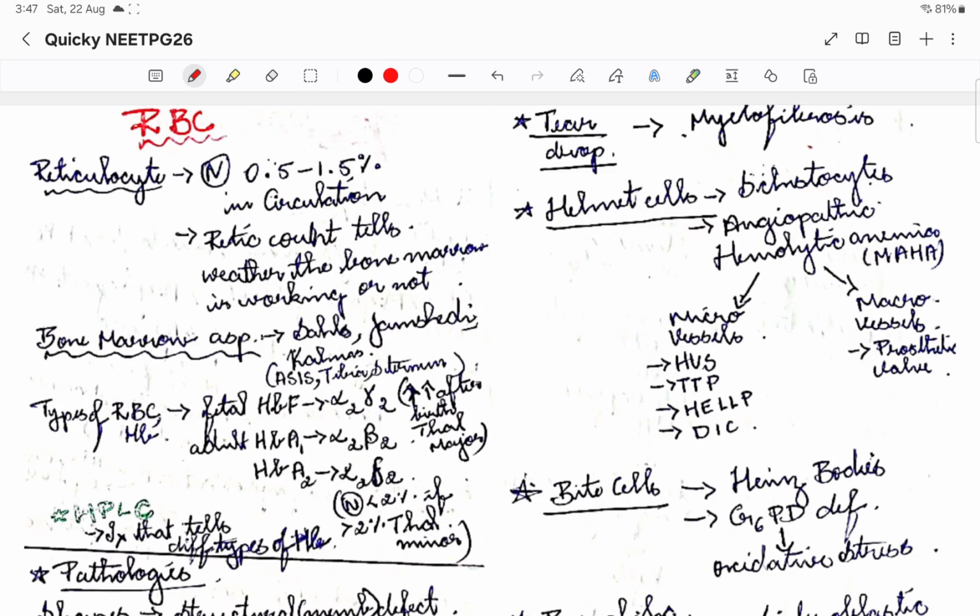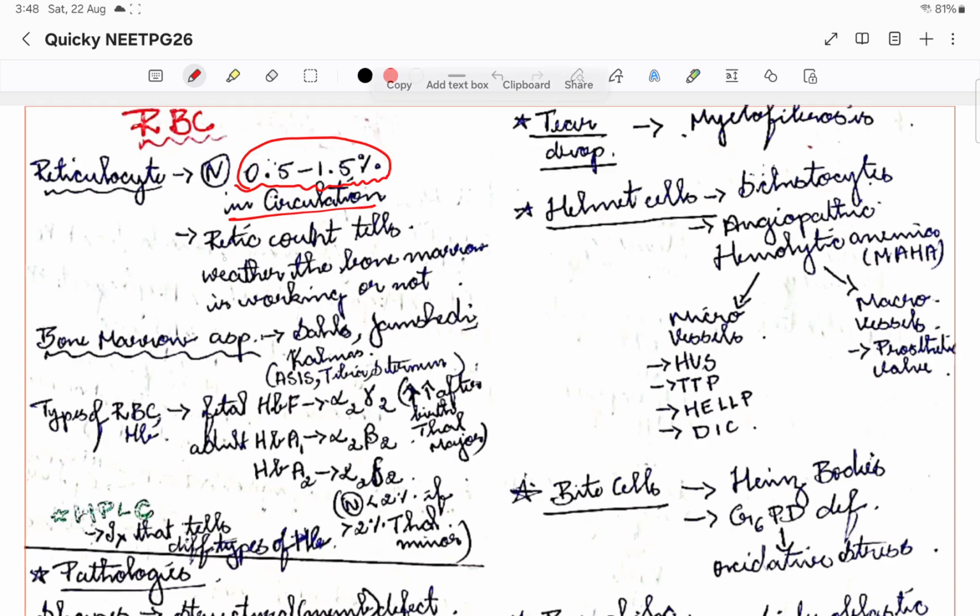So now let us dive into the specifics of RBC. Please remember that a reticulocyte, I told you, right? Reticulocyte is a precursor of RBC in particular. So it is a precursor of erythrocyte. Erythrocyte is another name of RBC. The normal reticulocyte count is 0.5 to 1.5 percent in the circulation. So 0.5 to 1.5% of the circulating RBCs will be reticulocytes. This is the normal count.